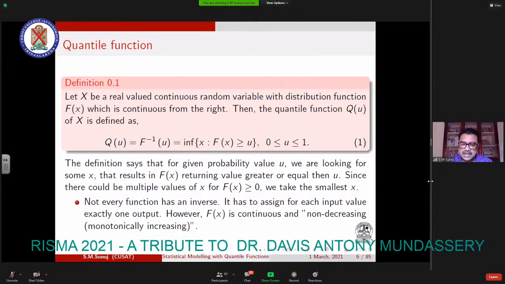The definition says that for a given probability value u, we are looking for some x that results in F(x) taking a value greater than or equal to u. Since there could be multiple values of x satisfying F(x) greater than or equal to u, we take the smallest x. Not every function has an inverse; it has to assign to each input value exactly one output. However, F(x) is continuous and non-decreasing, or monotonically increasing.